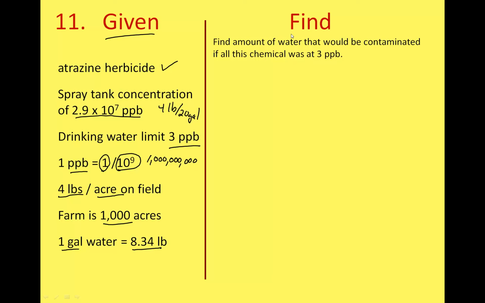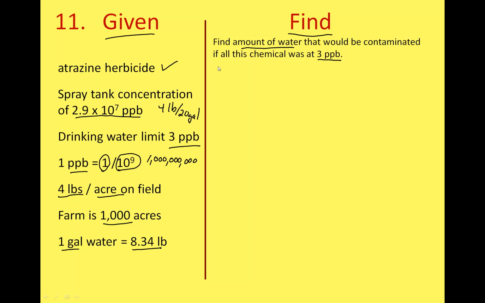So our next thing is, what is it we want to find, and then we can go about solving the problem. Okay, so we're looking for how much water, the amount of water, we want to get to 3 parts per billion. How much water is it going to take to essentially decontaminate this field so that the water in the field is essentially drinking water? That's a different way of looking at these types of problems. But let's go ahead and solve the problem.